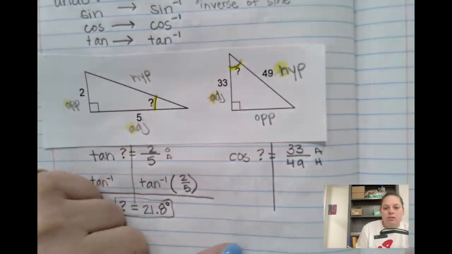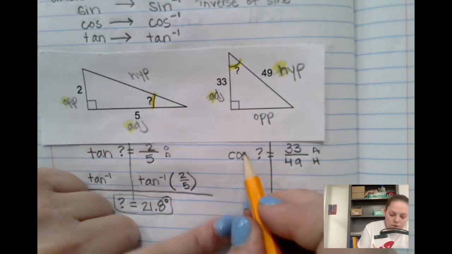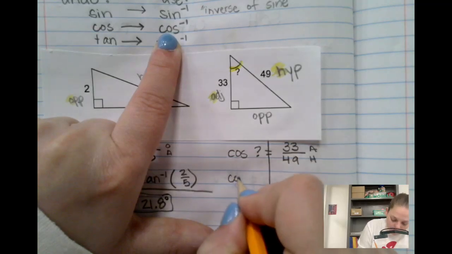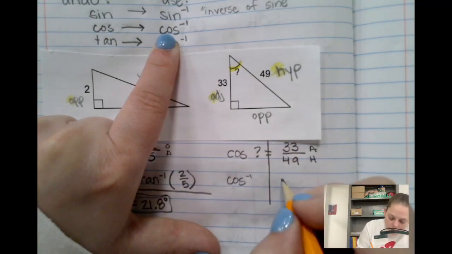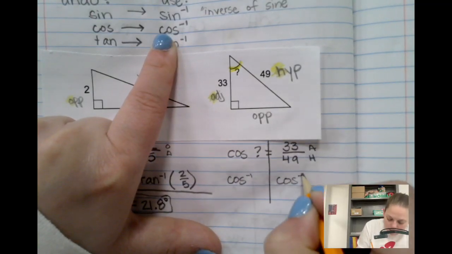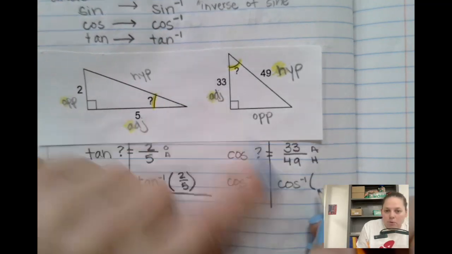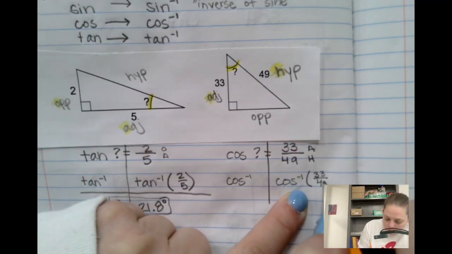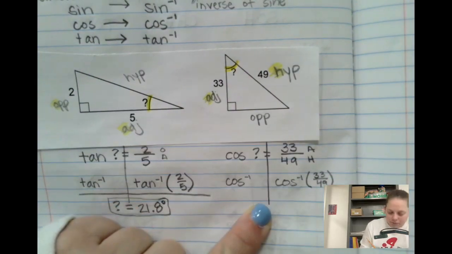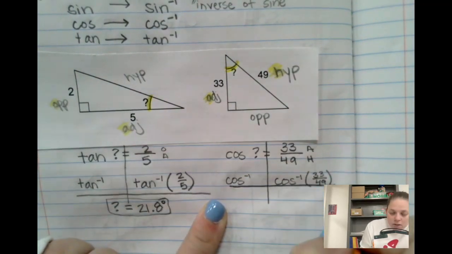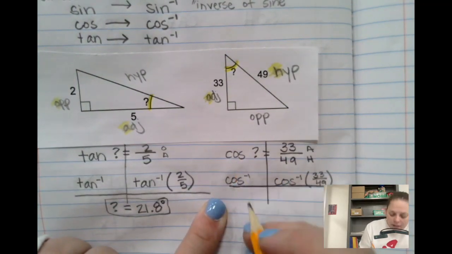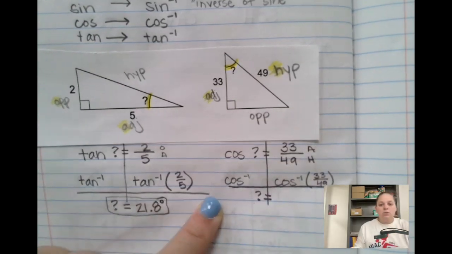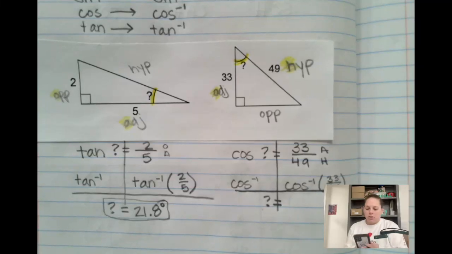Then I need to solve it for my question mark. To undo cosine, we use cosine inverse. So if I do it on one side, do it on the other side. This side it's going to pop up with parentheses, and the parentheses is where I want to put that 33 over 49. On the left side that undoes the cosine, so I'm left just with question mark equals, and then I need to put that into my calculator.